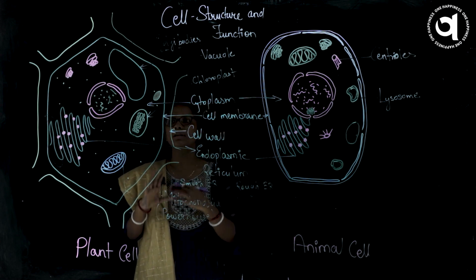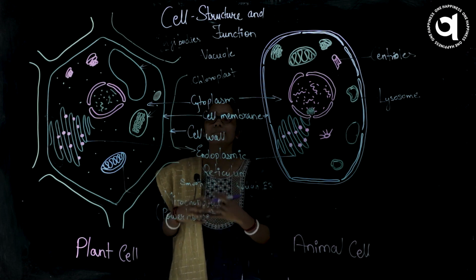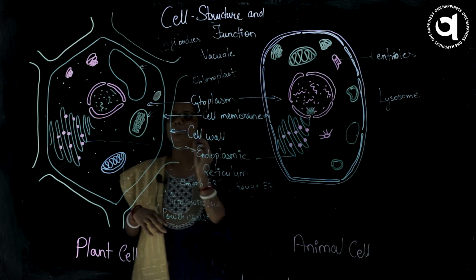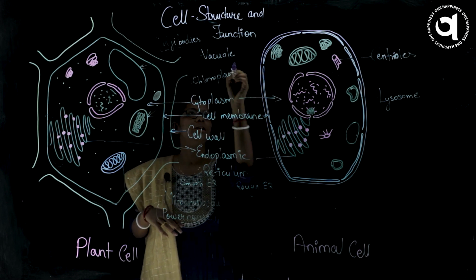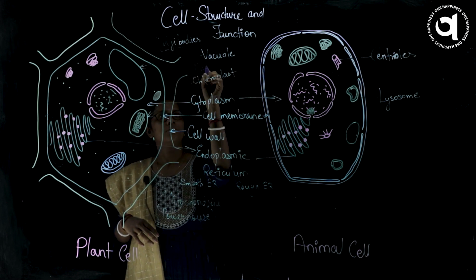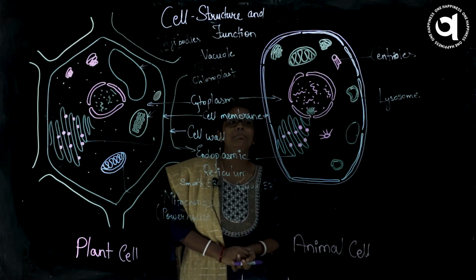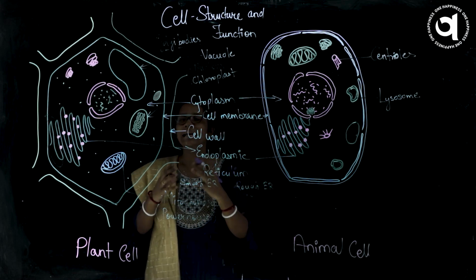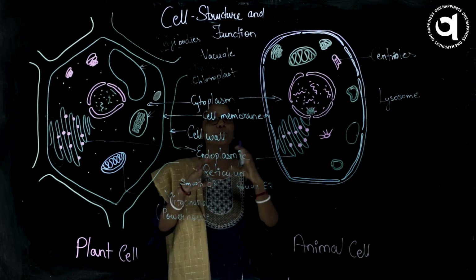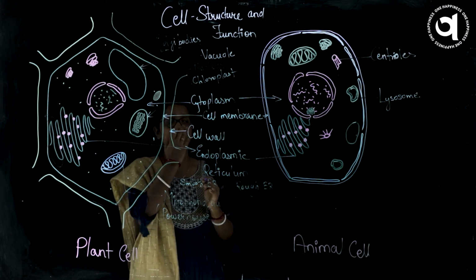And the most important part in both the cells, or we can say the most important organelle in both the plant cell and the animal cell, is the nucleus, which is also known as the brain of the cell. Now why is it called the brain of the cell? Because it controls the function of the whole cell. That's why it is called the brain of the cell.